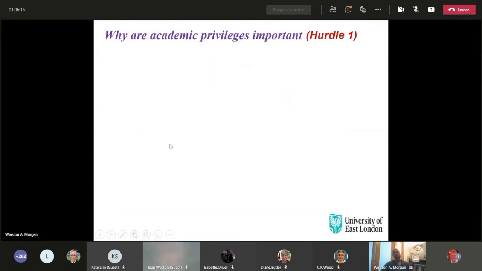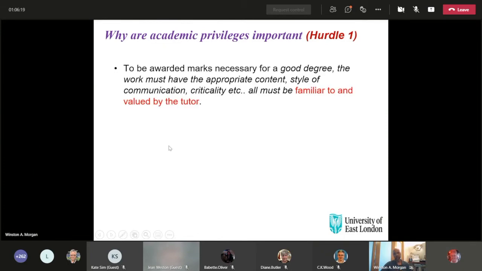So why are academic privileges important? Let's explore these academic privileges and how they lead into the award of a good degree. To be awarded the marks necessary for a good degree, the work must have the appropriate content, style of communication, and criticality. All of these things we're looking for when we mark our students, and all must be familiar to and valued by the tutor. So the tutor must be familiar with the work the students produce and value it.